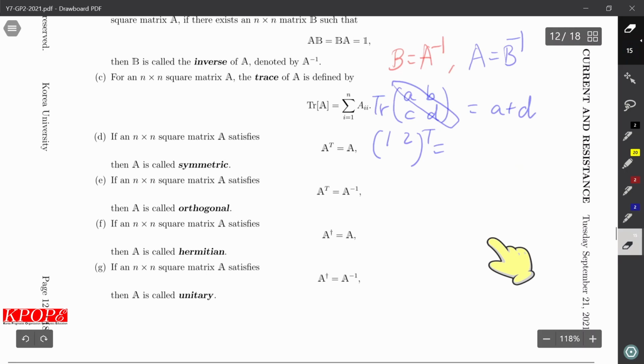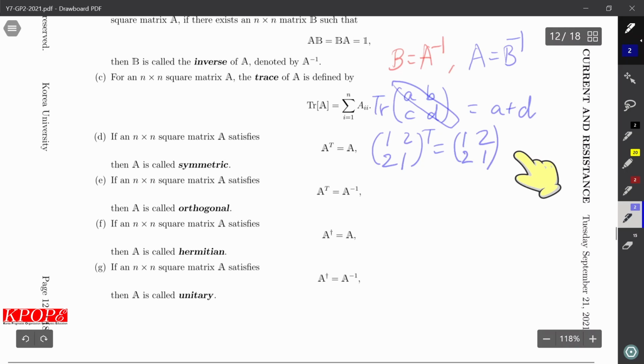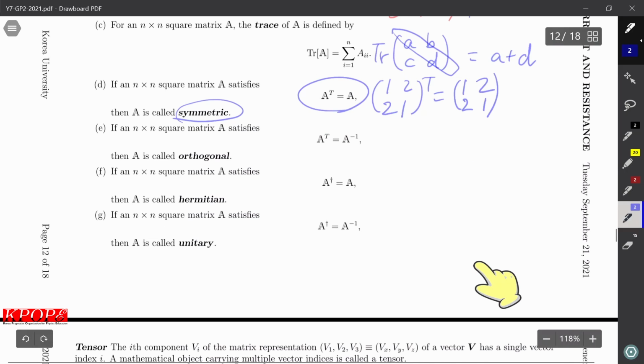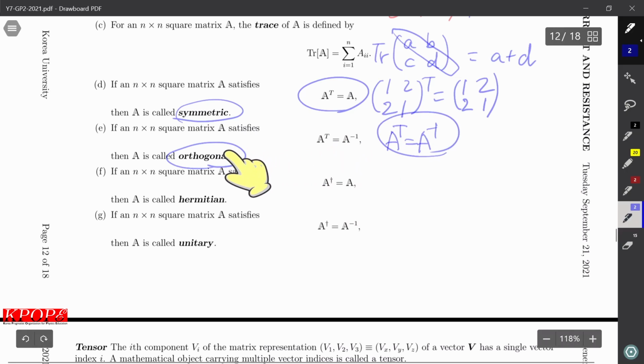1, 2, 2, 1. The transpose is the same as the original one. In that case, we say it is a symmetric matrix. There's also the orthogonal matrix. Sometimes the transpose equals the inverse. That is an orthogonal matrix.